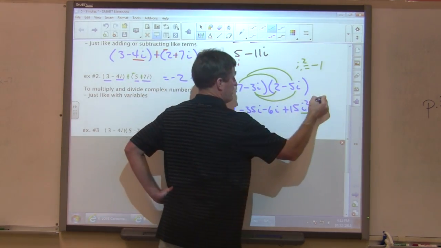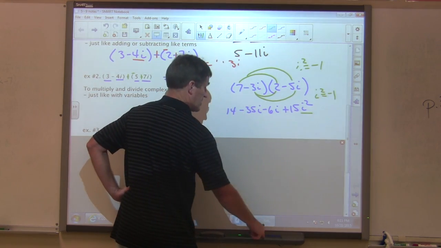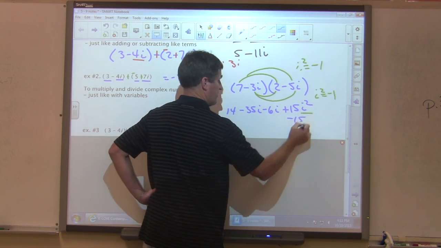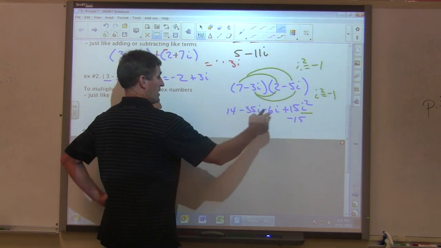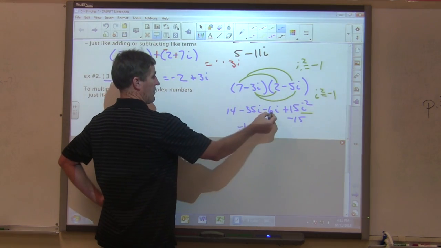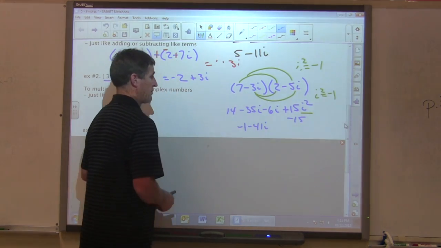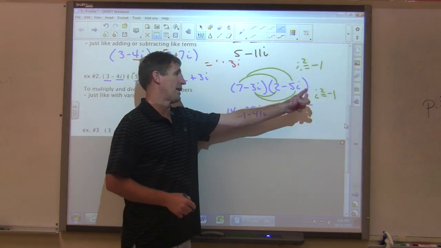Because i squared equals negative 1, this becomes a negative 15. And so we get 14 minus 15 would be a negative 1. And negative 35 minus 6 would be a negative 41i. So you have to be careful with that i squared.